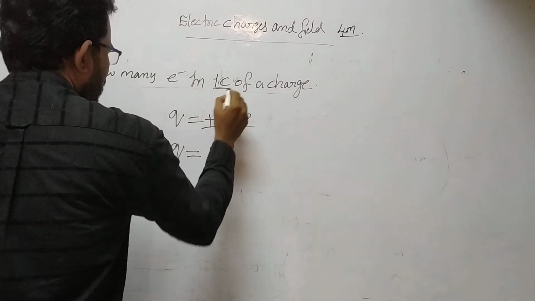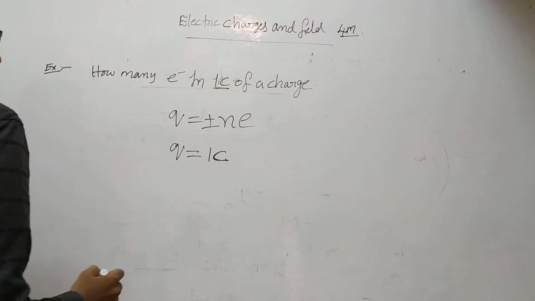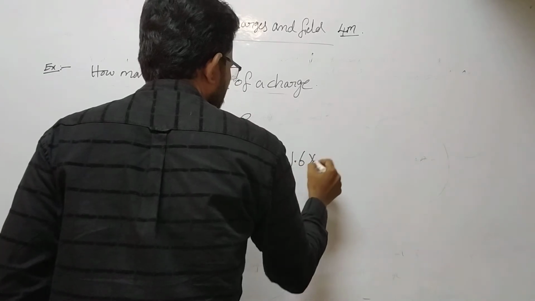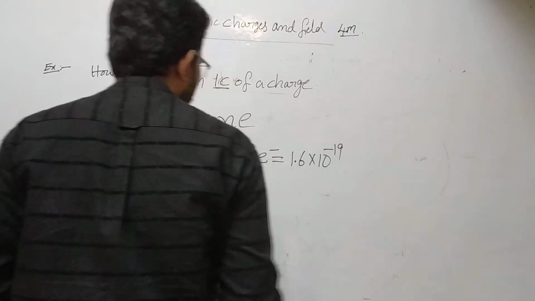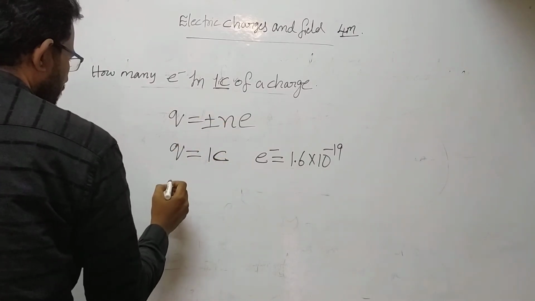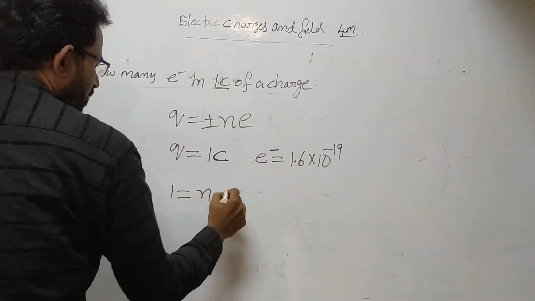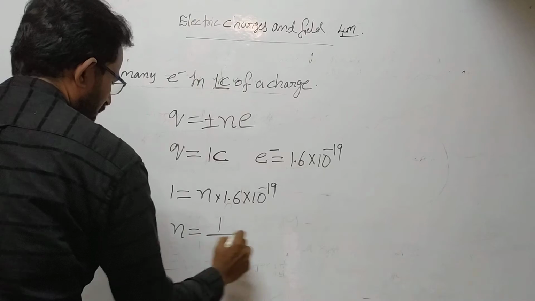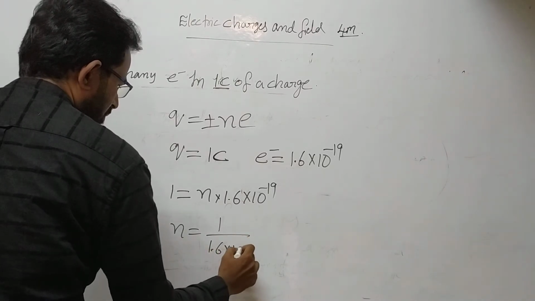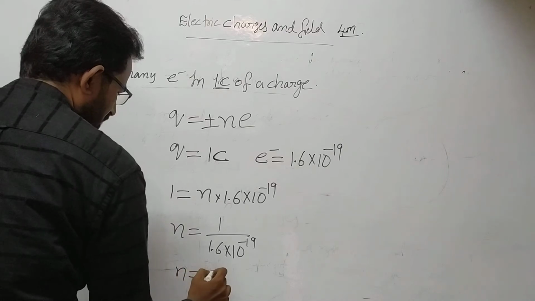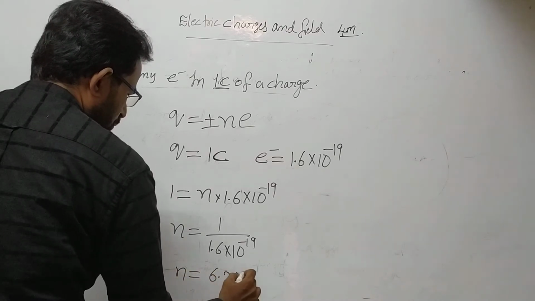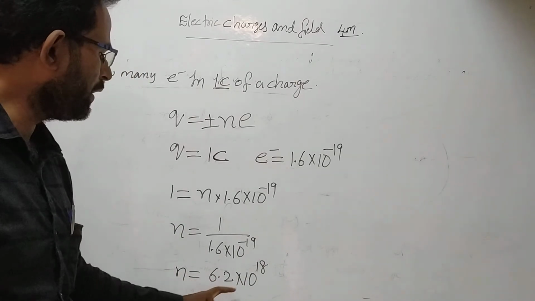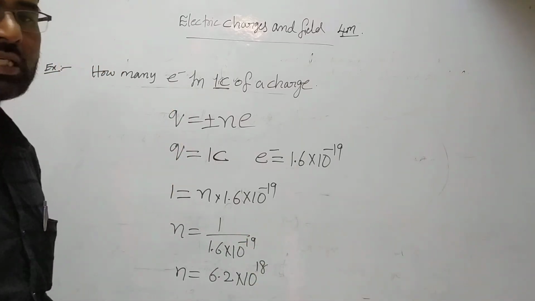1 C means unit of coulombs. E means charge of an electron. How much is the charge of the electron? 1.6 into 10 to the power of minus 19. You substitute: here Q is 1, equal to N times E, where E is 1.6 into 10 to the power of minus 19. So N is equal to 1 upon 1.6 into 10 to the power of minus 19. This value, when calculated, is approximately 6.2 into 10 to the power of 18 electrons. So the number of electrons in 1 coulomb of charge is 6.2 into 10 to the power of 18.